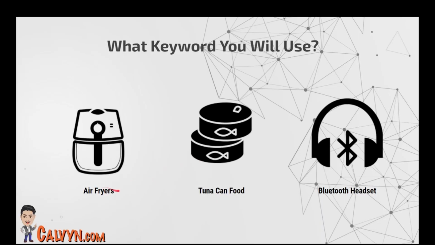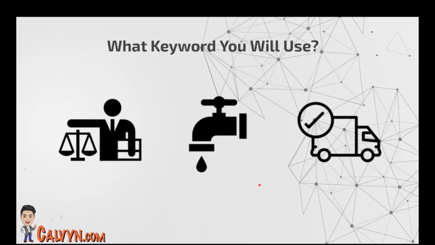Air fryers. So for example, this one, people usually look for tuna can, people say canned food. This one usually people say headset, people say Bluetooth, some say Bluetooth headset. So this is what we call the seed keyword. Okay, now another one. What should you call the first one?